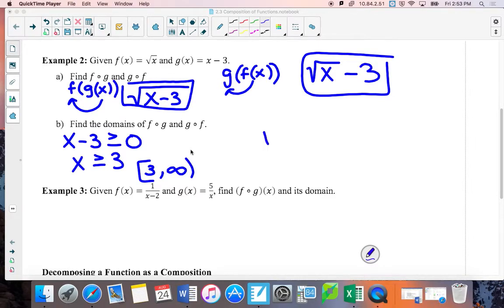The other domain, still we have a square root, so we're looking at the inside of that square root to be greater than or equal to 0. Nothing we need to simplify, so just 0 to positive infinity.